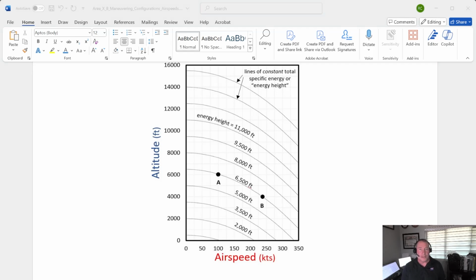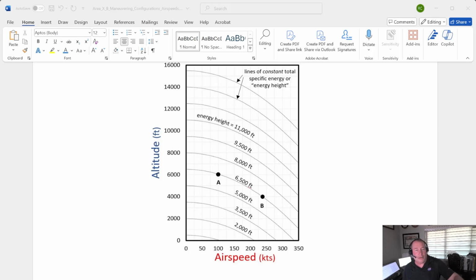This is a fascinating chart that introduces the concept of energy height. Now, energy height is a way of expressing your total energy as a factor of altitude. That is your altitude above ground level, because obviously the altitude below ground level, if you're at a high elevation, doesn't do you any good in an airplane. Your altitude in feet, as a factor of your airspeed in knots. Now, there are constant lines here. If you look at 9,500 feet, we have a line that goes from, on the left, 9,500 feet and arcs downward as you accelerate. So if you were at point A, 6,000 feet actual altitude, doing 100 knots, you are at 6,500 feet of energy height.